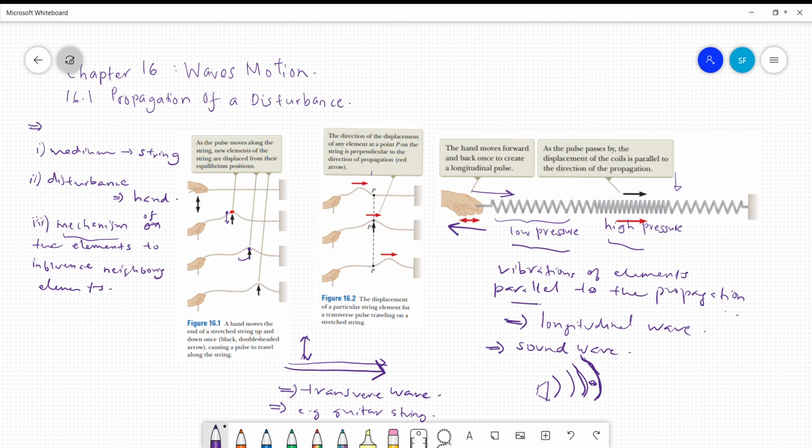Now besides these two, transverse and longitudinal waves, we also have a wave that combines these two. For example, a tsunami. When a tsunami occurs, it combines transverse and longitudinal waves. You can read more detail in the textbook about the wave that combines these two.